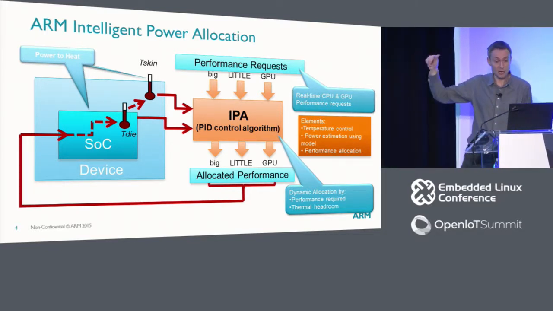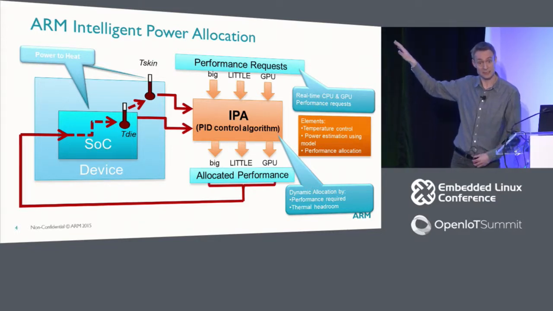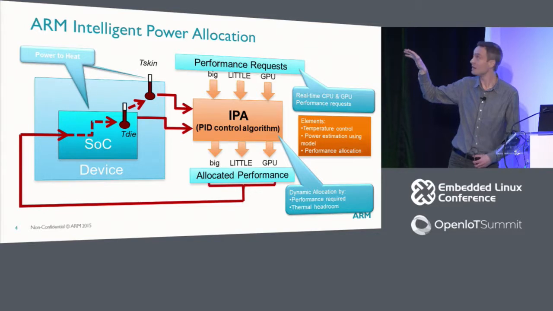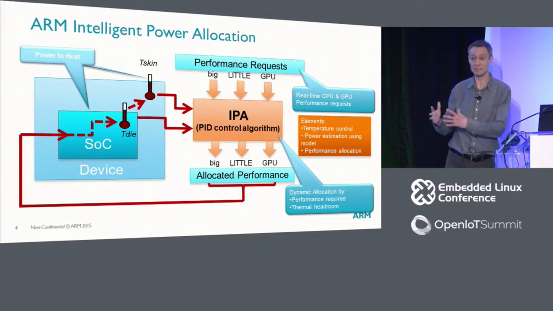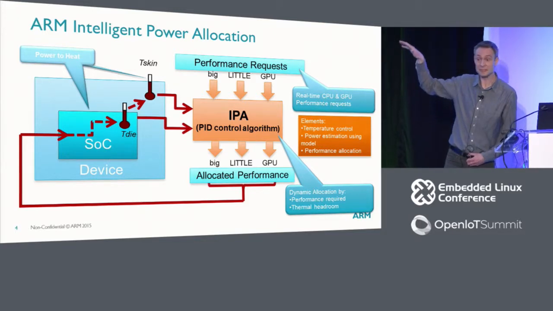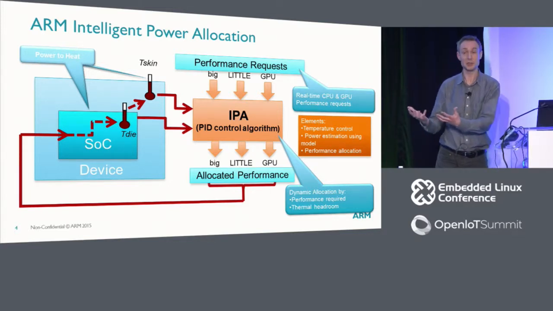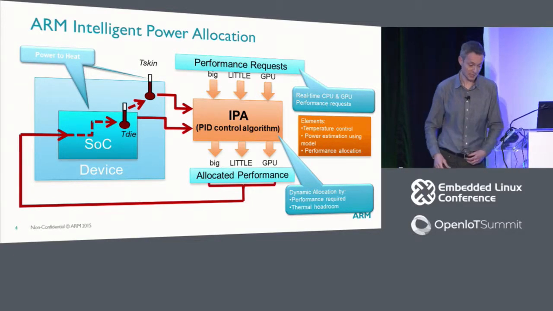IPA takes the performance requests from the different blocks in the system, so big cores, little cores, GPU. That comes from the CPU Freq subsystem and the Dev Freq subsystem. Dev Freq is like CPU Freq, but for devices like GPUs. So we know from the frequency what performance CPU Freq is trying to run the cores at, what is currently required by the workload. For a graphics workload, you're going to see the GPU at a higher megahertz and the CPUs at lower megahertz, and the other way around for CPU-intensive workloads.